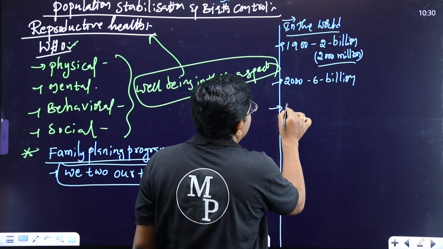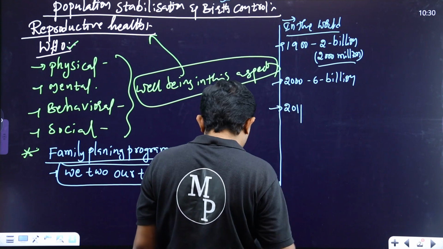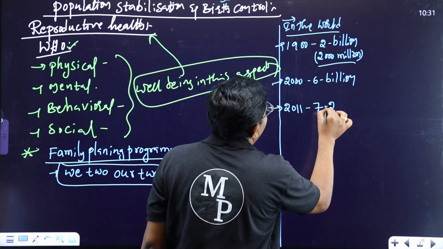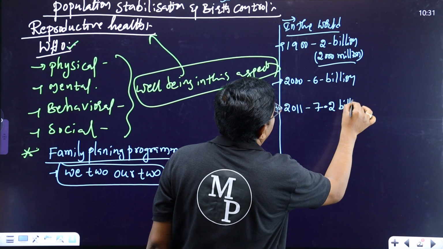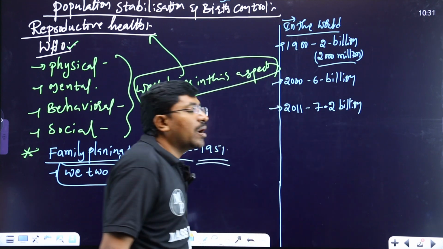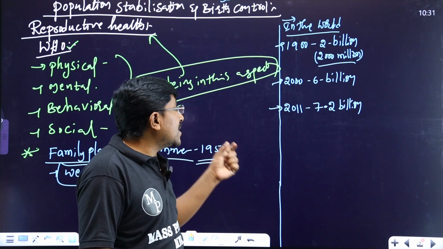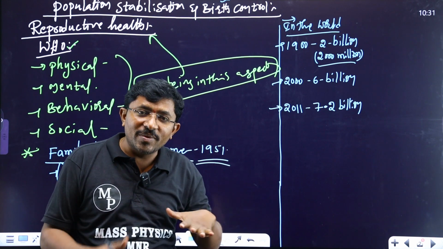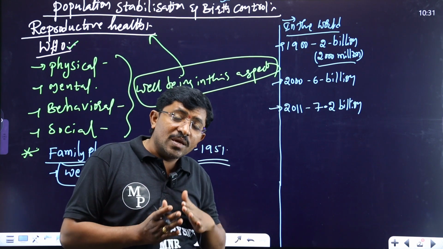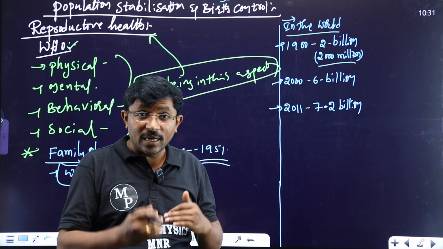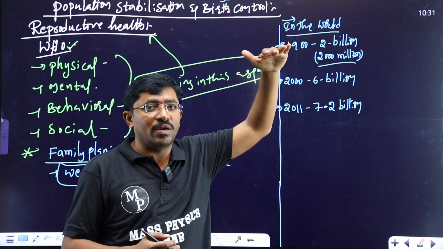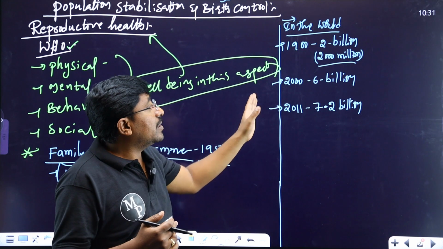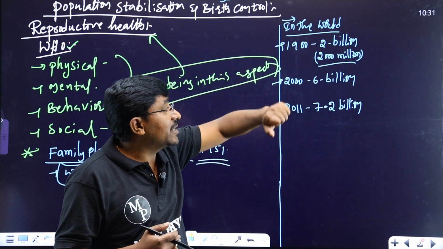And as per the last census, the 2011 census, the world population is 7.2 billion. Suddenly the population growth rate rocketed. Within a short time, there is more population; the population growth rate is at a very peak level and very high. So that is the world population. Now I'll compare with the Indian population.